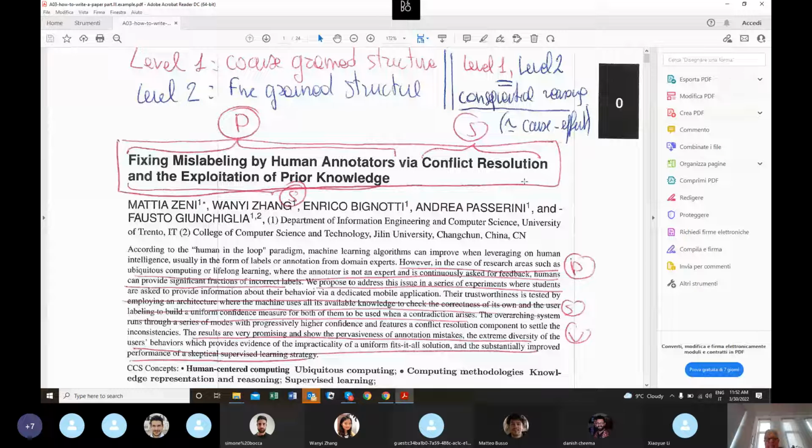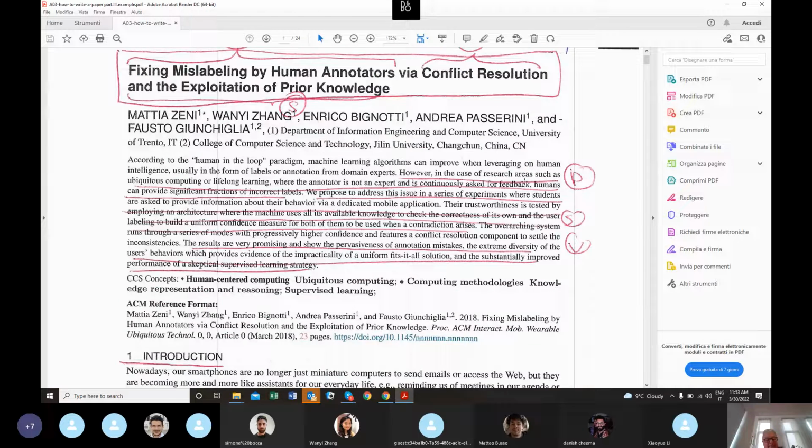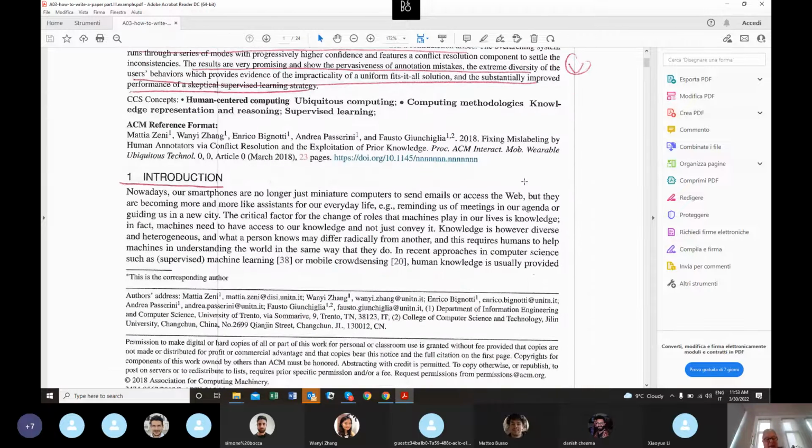Okay? And this is a coarse grain structure, even if you don't write it at the beginning, because as I said, this is exactly what people read at the beginning. So the title and the abstract are fundamental. You have to really get the right message there. And you go to the introduction.